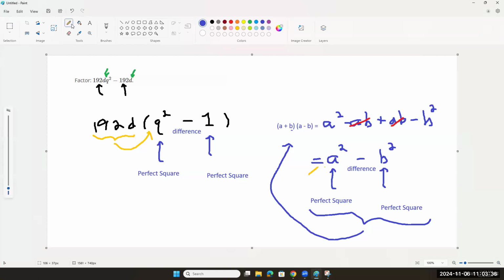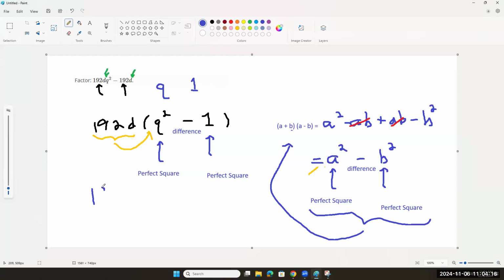Okay? So in this case, notice over here we have an A squared, which is a lot like the Q squared. So if you take the square root of A squared, you get A. And if you take the square root of Q squared, you get Q. I'm just going to write that here. If you take the square root of B squared, you get a B. And the B shows up here, and the B shows up here. If you take the square root of 1, you get a 1. Okay, where am I going with this?